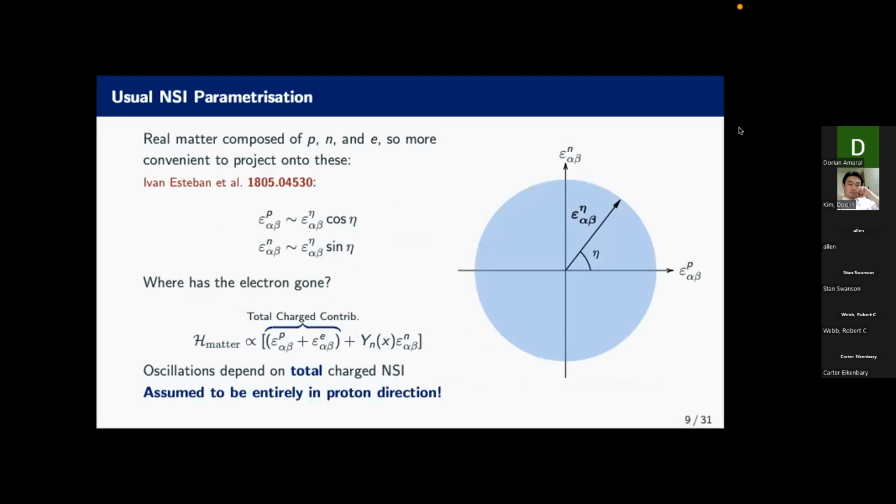So this parameterization was pioneered by Ivan Esteban, Ricardo Matone, and friends. Ivan is coming as well, right? I'm going to learn about this at some point.